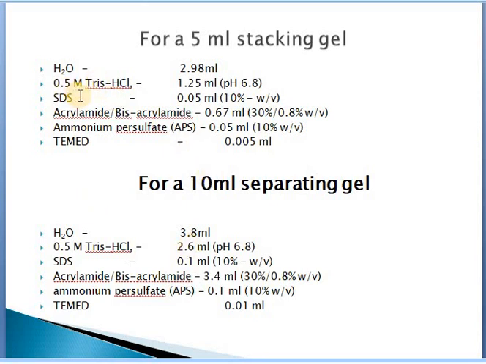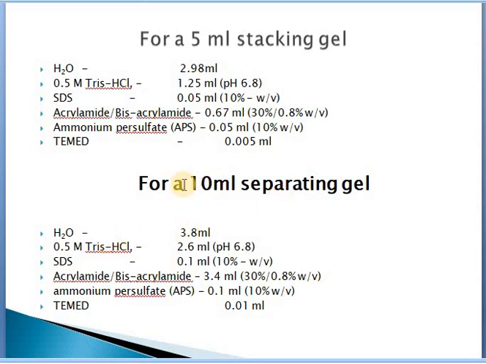So 0.5 molar Tris-HCl buffer is the most important one for maintaining the pH as well as for easy migration by generating the potential difference. In this stacking gel, we are using 0.5 molar Tris-HCl. Then sodium dodecyl sulfate 0.05 ml. Acrylamide, bisacrylamide 0.67 ml, that is 30%. Then ammonium persulfate 0.05 ml.